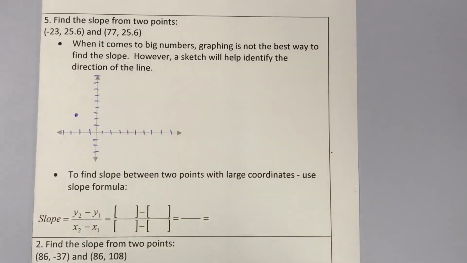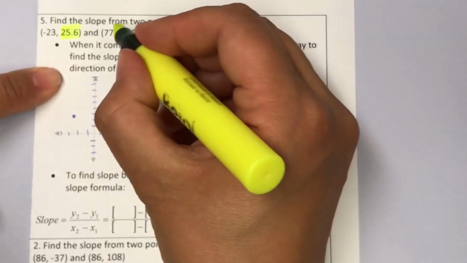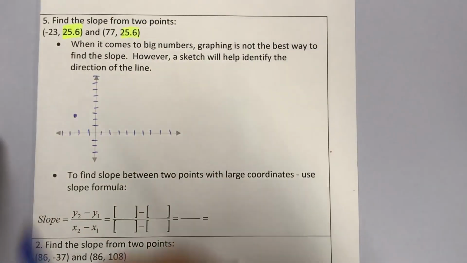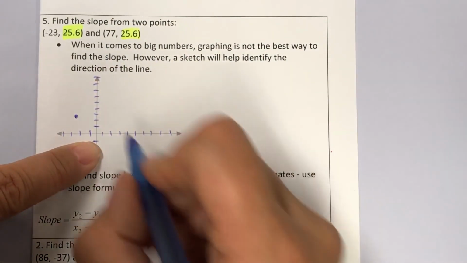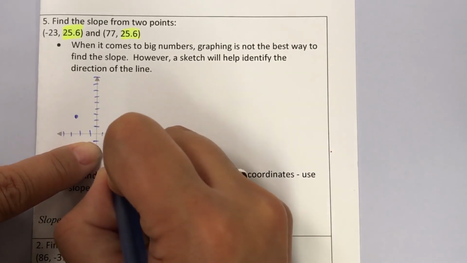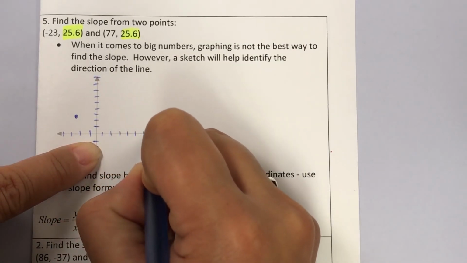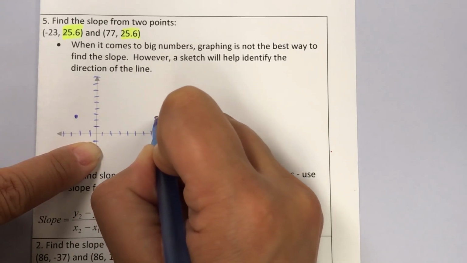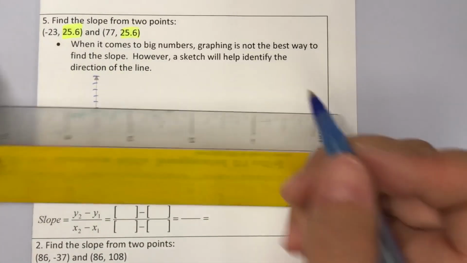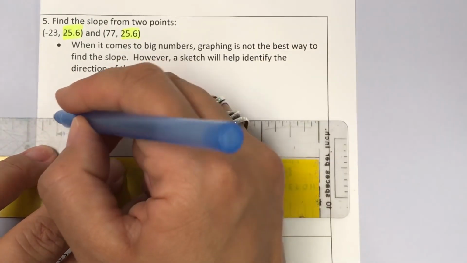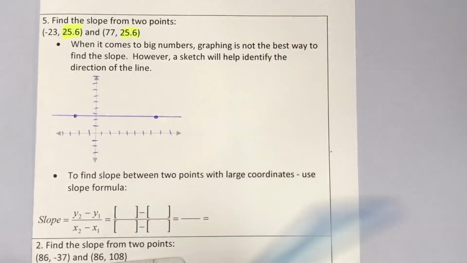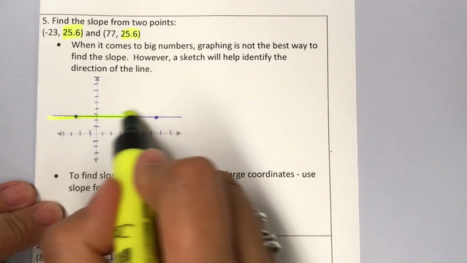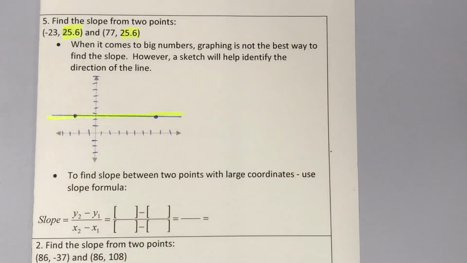What is good to observe is that the y variable is the same in both points. So here when I plot 77, that's 10, 20, 30, 40, 50, 60, 70, 7, and then again 25.6, it means that for y, we have the same value. If we go up for y the same value, then we have a horizontal line, and the slope of the horizontal line is 0.